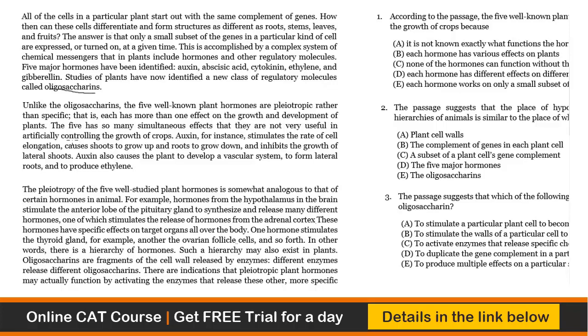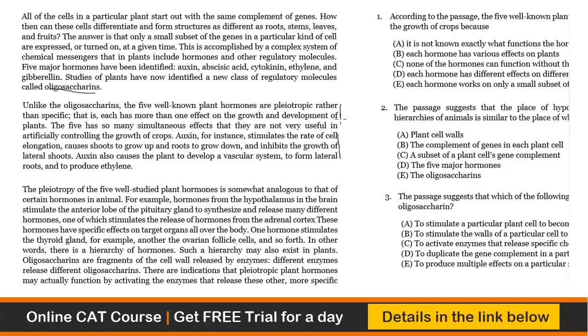So some kind of artificial control of the growth of crops has been discussed, and the word auxin has come. Auxin, for instance, stimulates the rate of cell elongation, causes this, causes that, inhibits that. So auxin has been discussed here, and the 5 well-known plant hormones have been discussed here.